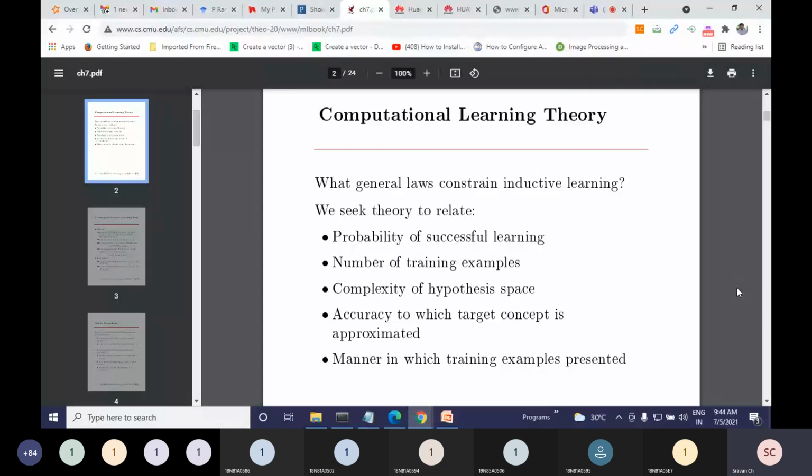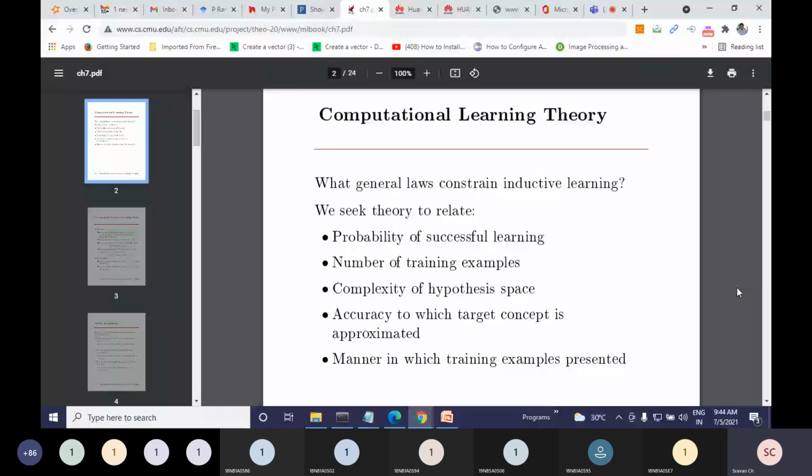And what is the complexity of the hypothesis? And the accuracy to which the target concept is approximated. And the manner in which training examples are presented. The training examples which we got, it is very, very important that these training examples need to be correct. Otherwise, the hypothesis generated will be incorrect. And of course, the predictions, calculations, or decisions made by that hypothesis will also be incorrect.